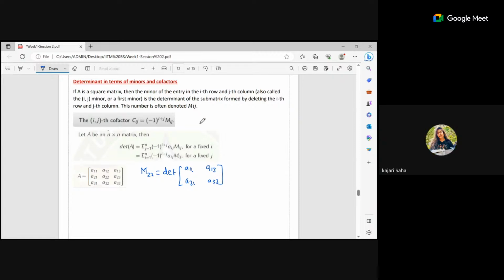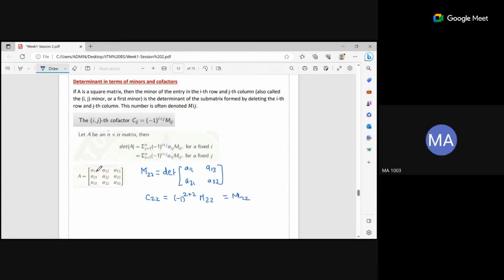Okay. So from the minor, you can calculate what is called the cofactor. So what is the cofactor? Cofactor is nothing but minus 1 power i plus j times Mij. For example, if I am calculating C22, then it is minus 1 power, here i and j both are 2, so 2 plus 2, and then M22. And what is minus 1 power 2 plus 2? 1. So it is simply M22.